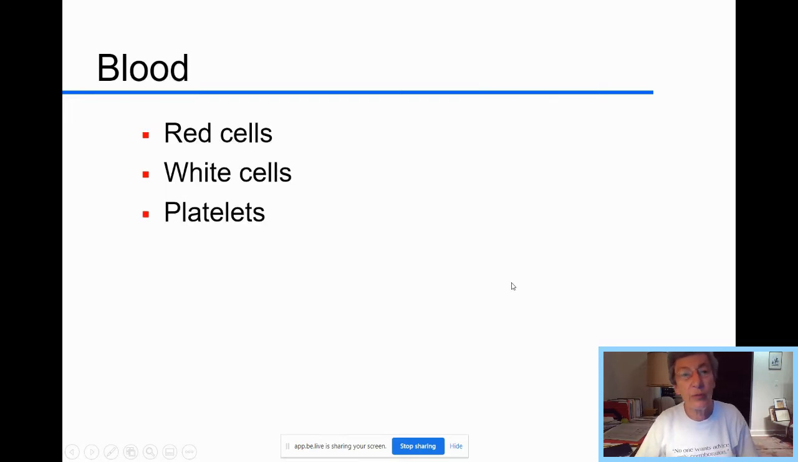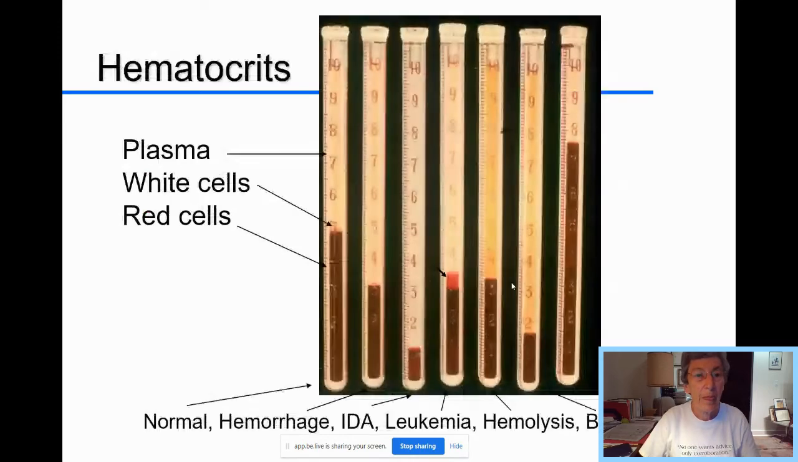So returning to blood, there are only 3 kinds of blood cells that you need to know: the red, white, and blue. Red cells, white cells, and platelets. And back in the dark ages, or a number of years ago, before even I started my training, the way to determine whether somebody was anemic is to put their blood into these special tubes, which were developed by Max Wintrobe, and so they're called Wintrobe tubes, and then they would be centrifuged.